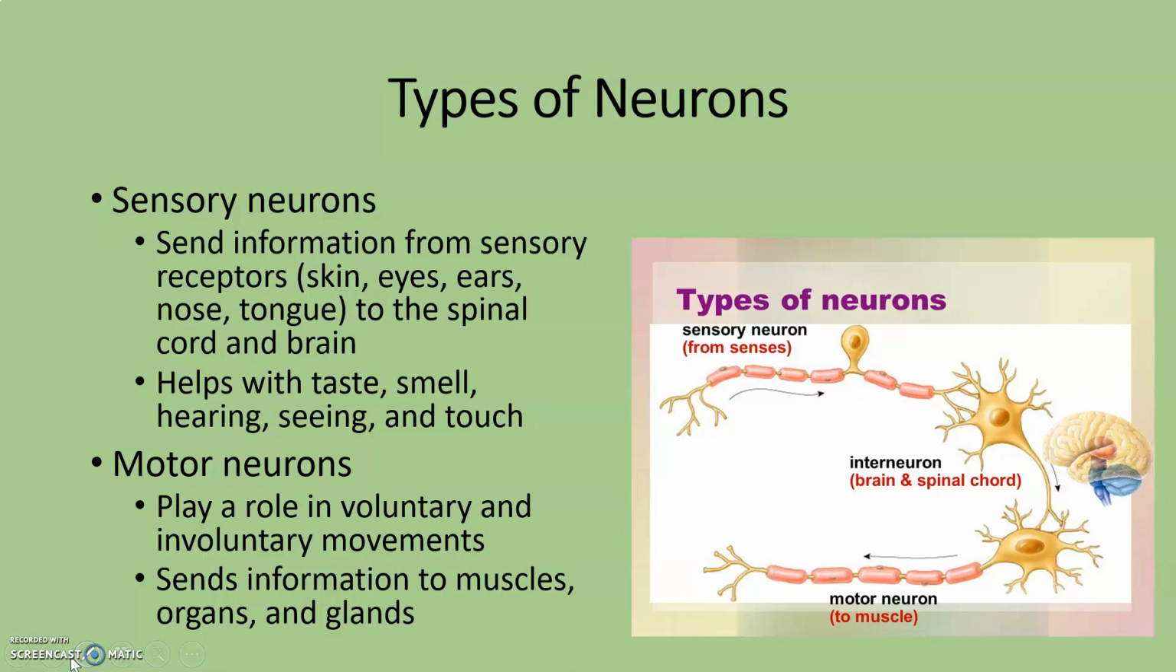You have motor neurons, or efferent neurons, and they are going to transmit impulses from the brain and spinal cord, so from the central nervous system, to muscles, organs, and glands. And it's these motor neurons that play a role in both our voluntary and involuntary movement.